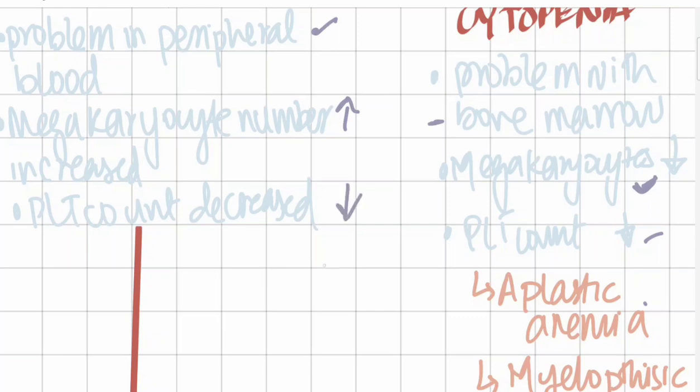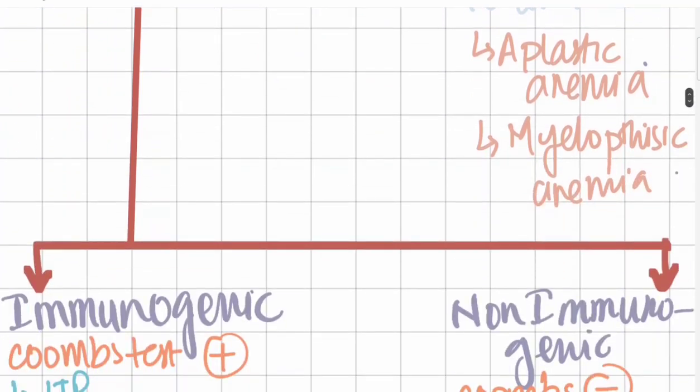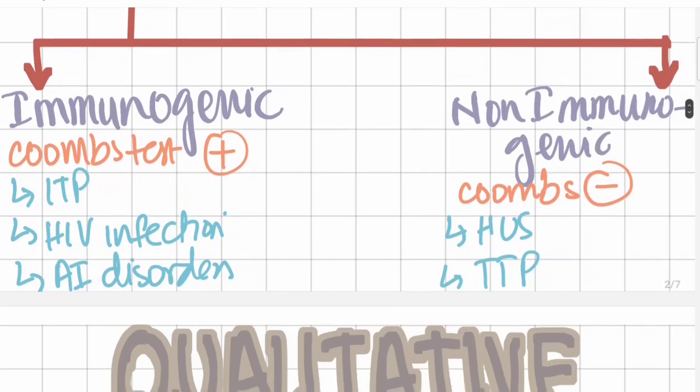That is important because the megakaryocytes and bone marrow are normal. But platelets are consumed or destroyed, or something is happening to the platelet count. That is why the platelet count is decreased. These are further divided into two types, immunogenic and non-immunogenic. In immunogenic, the Coombs test is going to be positive, and in non-immunogenic, the Coombs test is going to be negative. The examples are ITP, HIV infection, and autoimmune disease in case of immunogenic, and in case of non-immunogenic, it's going to be HUS and TTP.